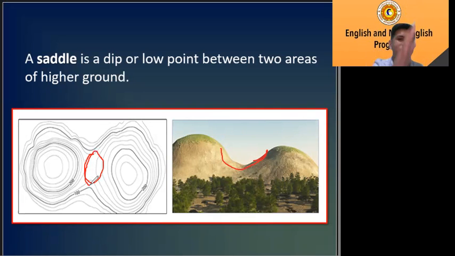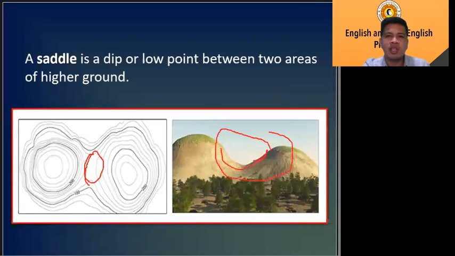Okay, it could be just a break. It doesn't necessarily mean a lower ground, and it doesn't always have to be the same. It could just be a break between two higher grounds. Okay, so that is what we call a saddle.